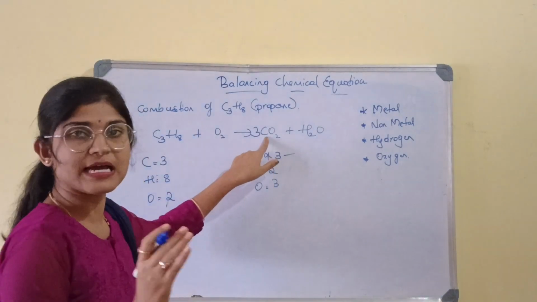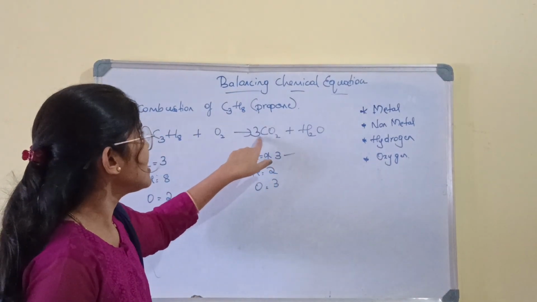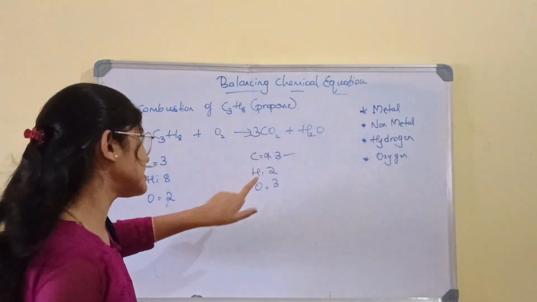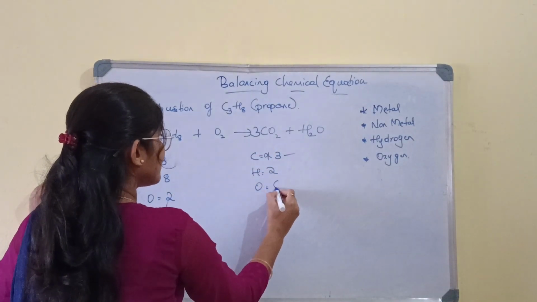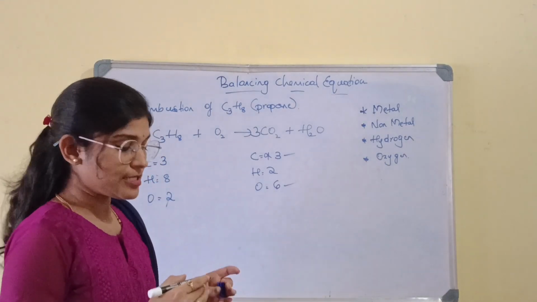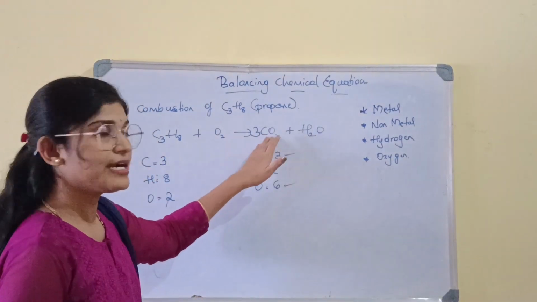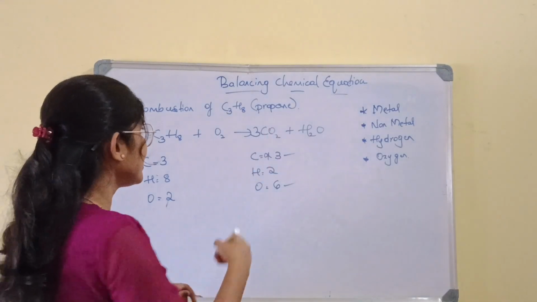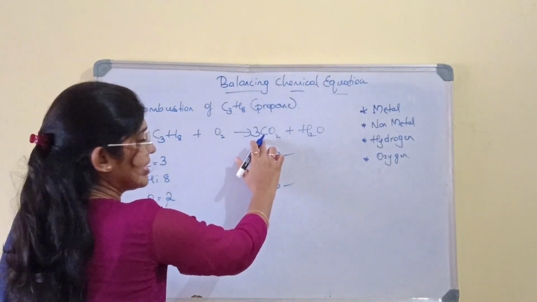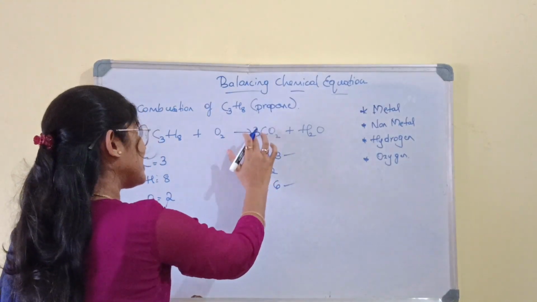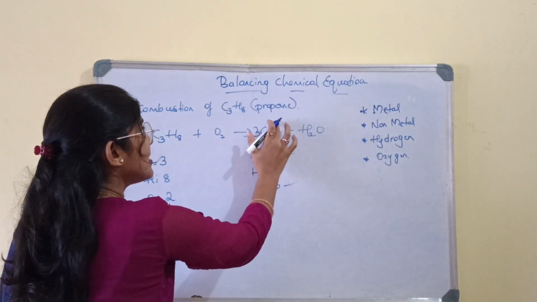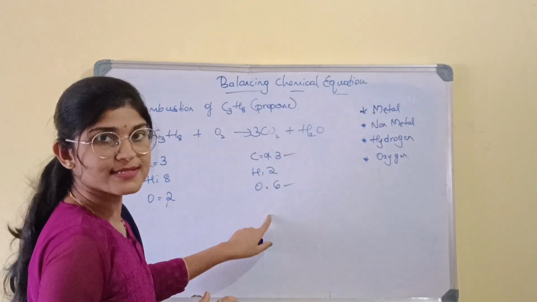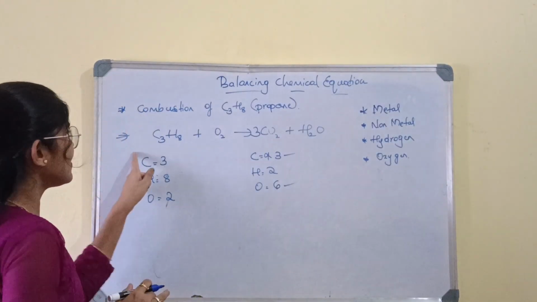When you balance a carbon atom, the number of atoms present in CO2 also changes. What will it be? 3 into 2, 6. So here the oxygen number will change. When you are balancing one atom, you should also see that the corresponding atom's number changes. So if you put the 3 in front of carbon, you are balancing the carbon atom, but the number of oxygen atoms also changes. So it became 6. Oxygen is 6. So carbon is balanced.